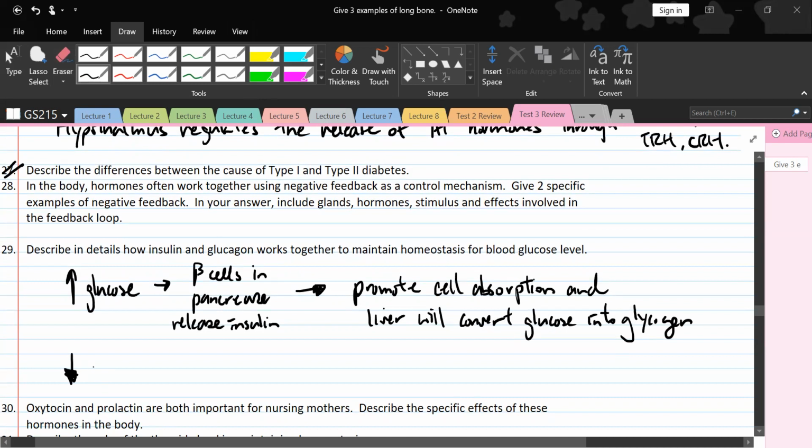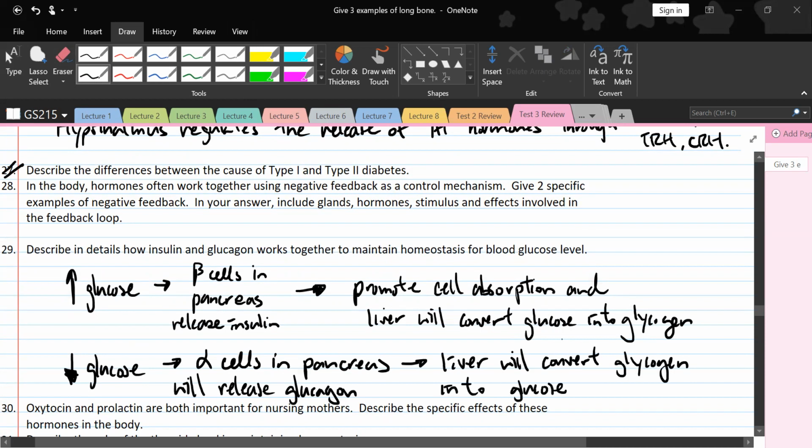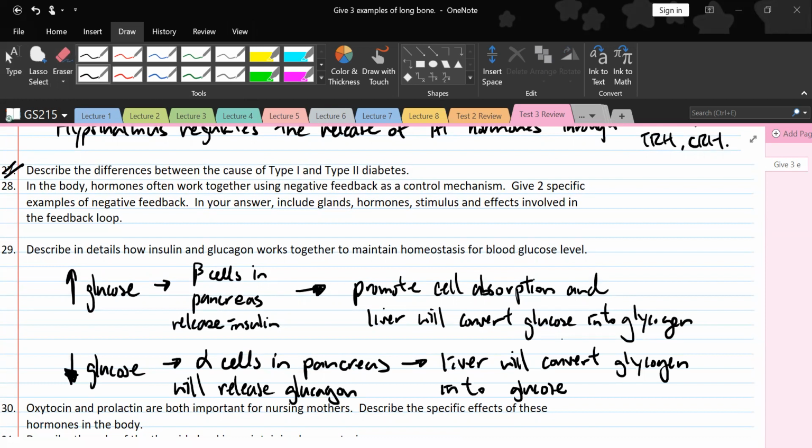On the other hand, if you don't have enough glucose, low glucose, say you skip a meal, then the alpha cells in the pancreas will release glucagon. And this only has one action. The liver will convert glycogen into glucose. That's it.